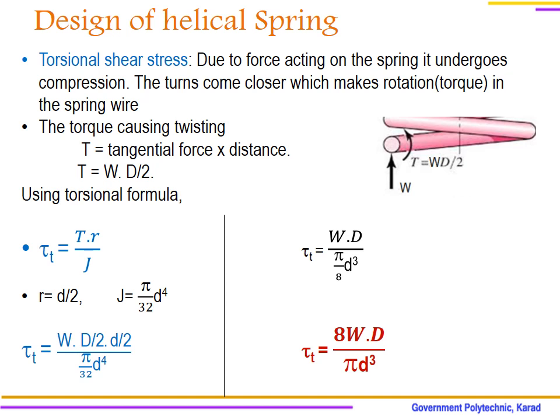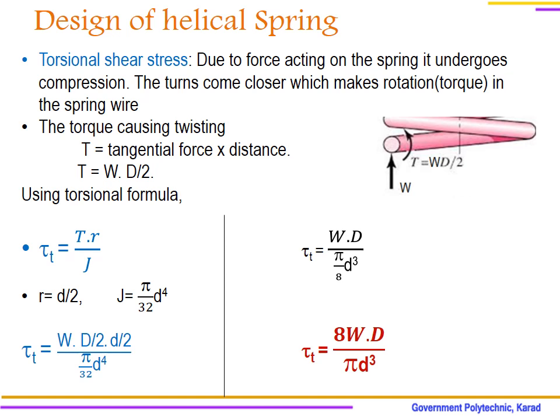Please remember that this torsional shear stress is also due to the same force causing direct shear. So tau T is equal to TR divided by J. R is what? It is the distance of the maximum stressed plane from the neutral axis. We know that shear stress distribution is not uniform. So this torsional shear stress is found to be maximum at the surface, and torsional shear stress is 0 at the center, we can say.